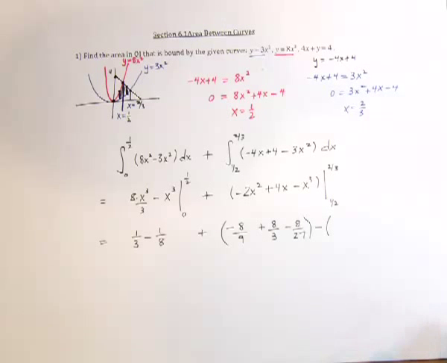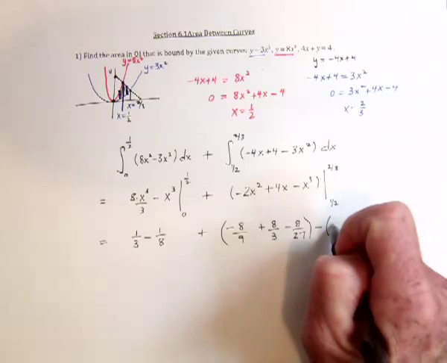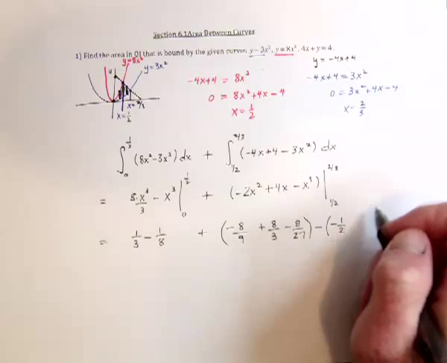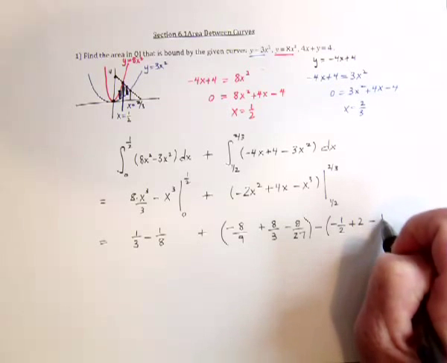Alright, now substitute a 1/2. So that would be 1/4. Multiplying by that makes it negative 1/2. Half of 4 is 2. And then 1/8.